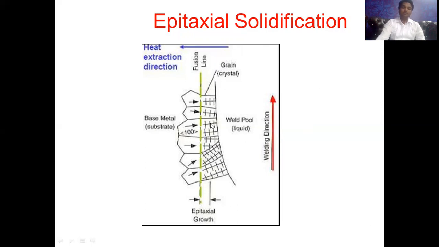This epitaxial solidification can be seen in the autogenous welding process where no filler material is used. That's the reason why the base metal grain structure will serve as a nucleus for the further growth of the crystals during the solidification.